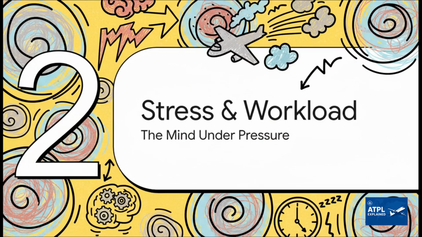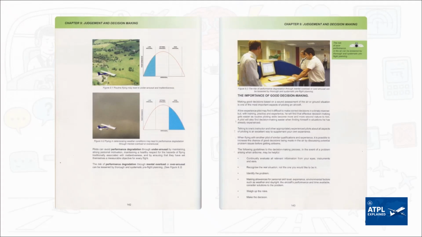Section 2. Stress and workload management. The mind under pressure. Recognizing an error is one thing, but preventing it requires actively managing our mental state. Let's take a look at the arousal curve, which plots our performance against our stress levels. Now, on the left side of the curve, a routine, clear-weather flight can actually be pretty dangerous. It leads to complacency and under-arousal, causing you to make careless mistakes simply through inattention and a lack of stimulation.